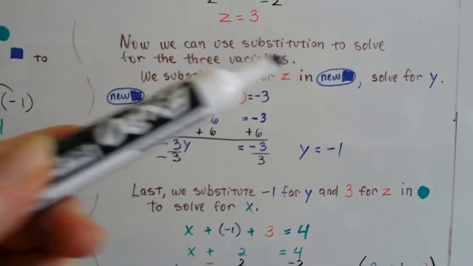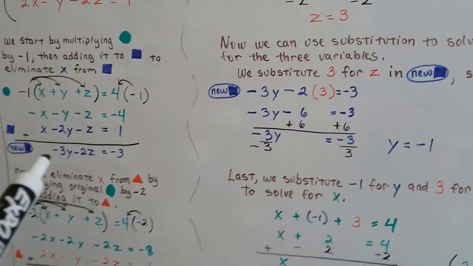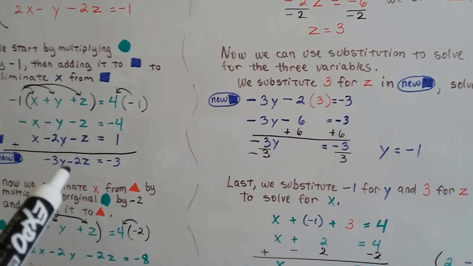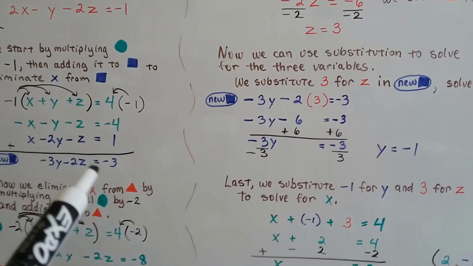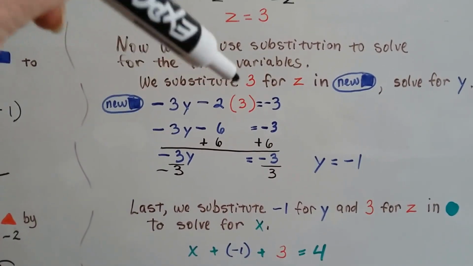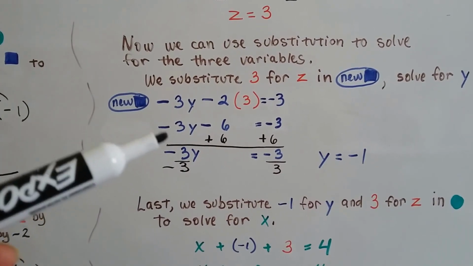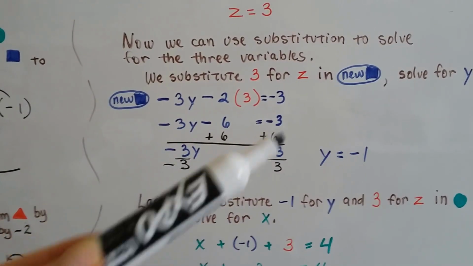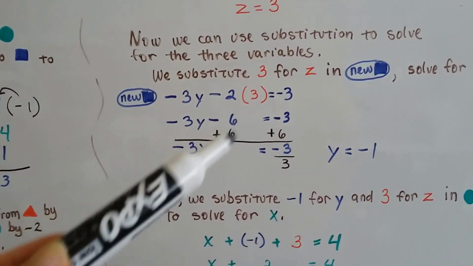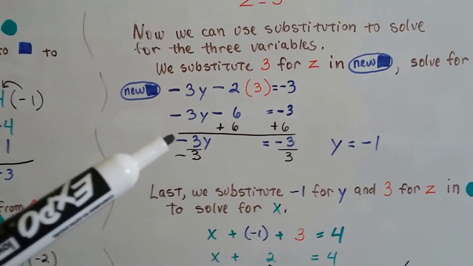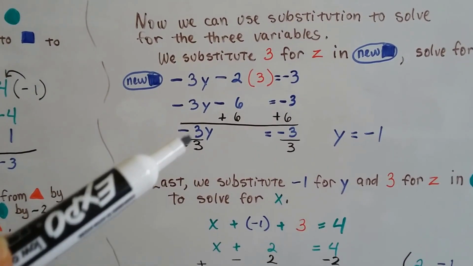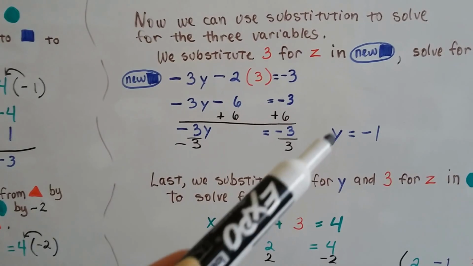We substitute 3 for z in that new blue equation. Negative 3y minus 2z equals negative 3. We're going to put the 3 in place of the z there. So we multiply these together and we get negative 3y minus 6 equals a negative 3. We can add 6 to each side with the addition property to create a 0 pair here and eliminate this. And we're left with negative 3y equals negative 3. We divide each side by the coefficient negative 3, and we get that y equals a negative 1.